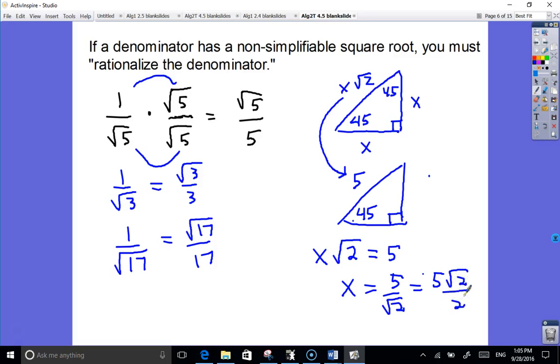You know, and the same thing went for the 30, 60, 90, right? There you had x root 3. So I know you've done this before, but it needs to be more of a common thing. So we understand what it means to rationalize the denominator. It means right away it's not rational, but you're going to make it rational.